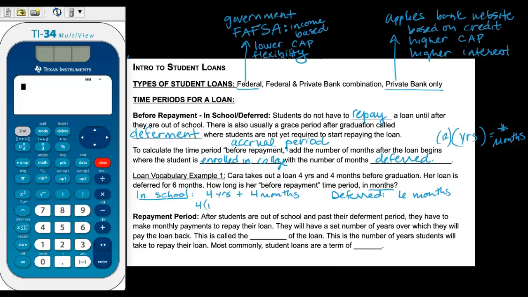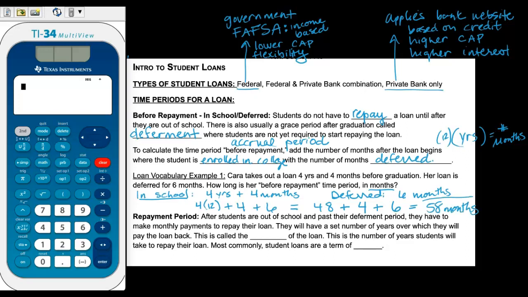So we're going to do 4 times 12 and then plus the 4 months plus the 6 that was deferred. And we're going to add that all together. So we've got 48, 4 times 12 is 48, plus an additional 4 months, plus the 6 deferment months, and you get 58 months total.